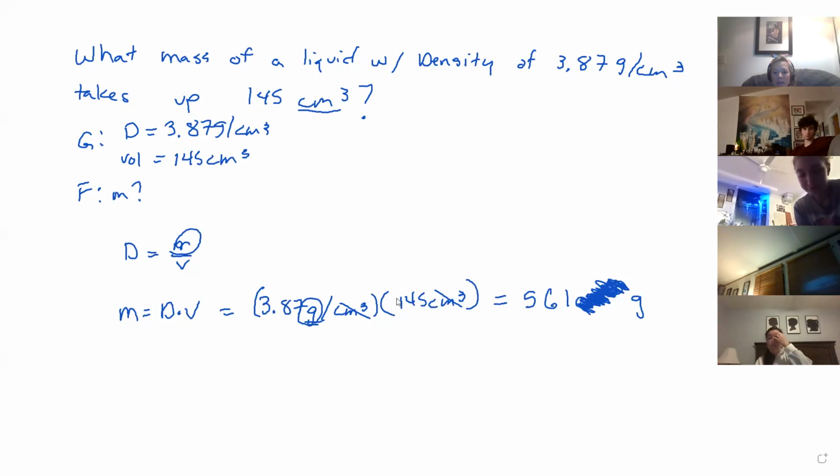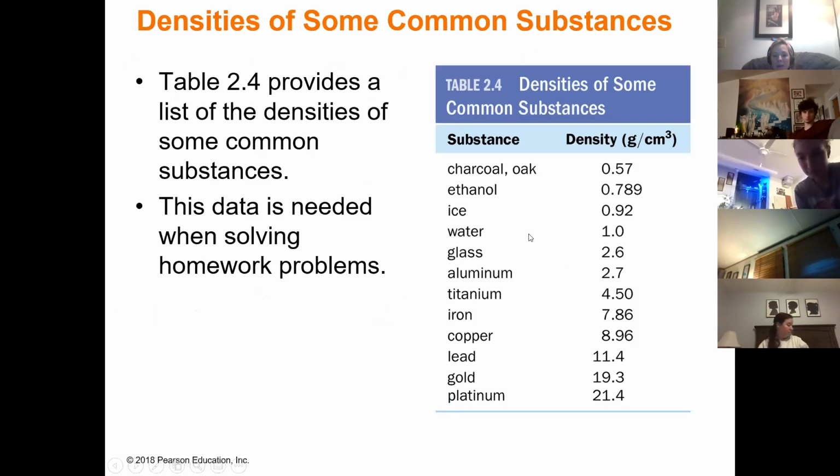Just a couple concept things about density. Here's a chart of common substances and their densities. You do want to know water's density, okay? It's a 1, easy to remember, 1 gram per centimeter cubed. So everything's based off of that. So water occupies 1 gram in a centimeter cubed.